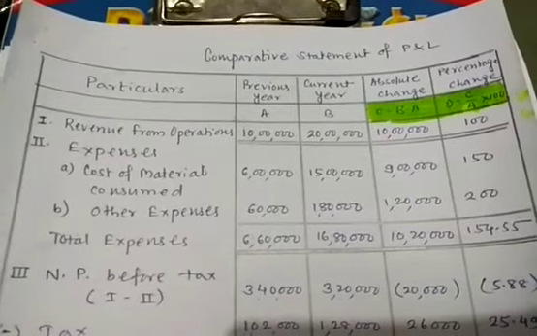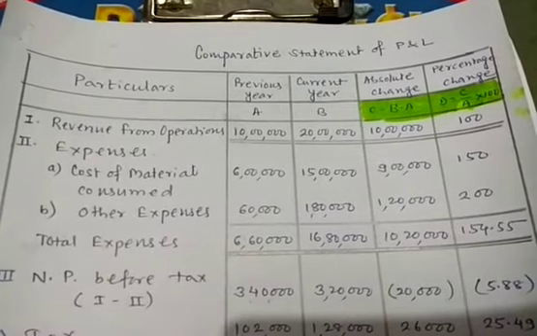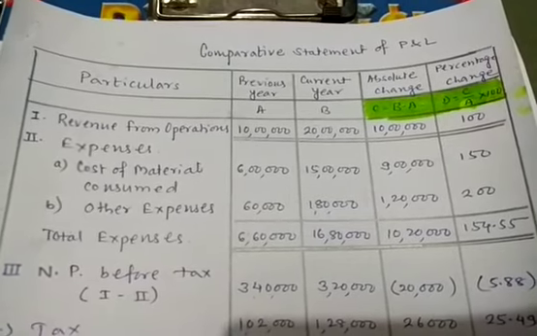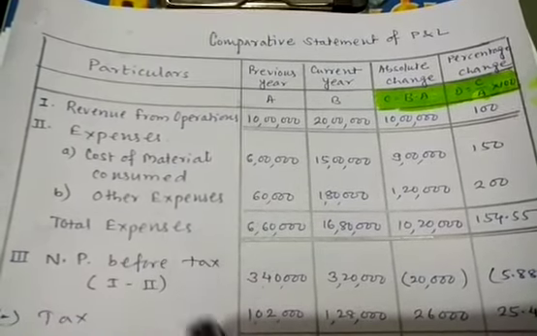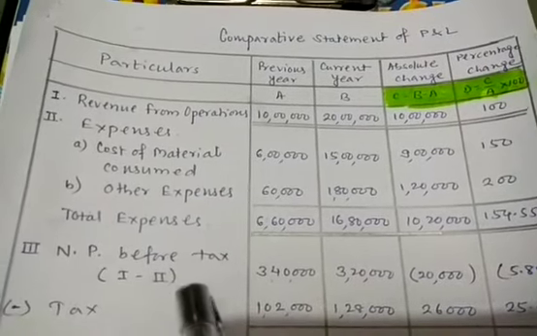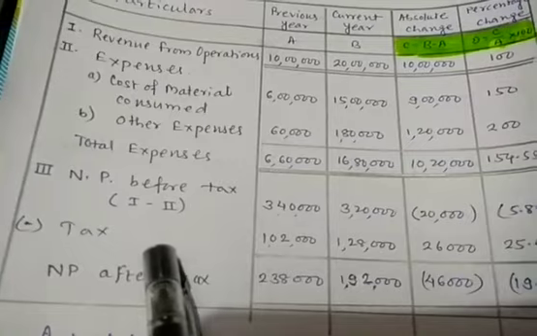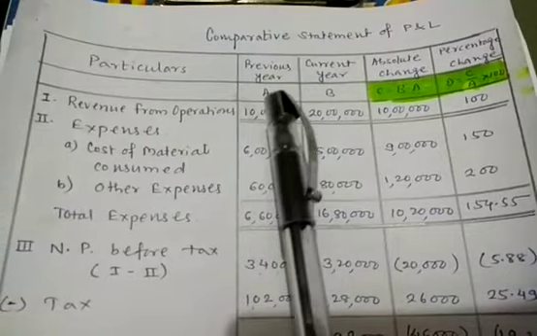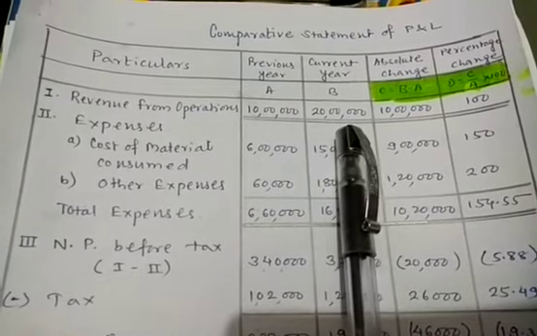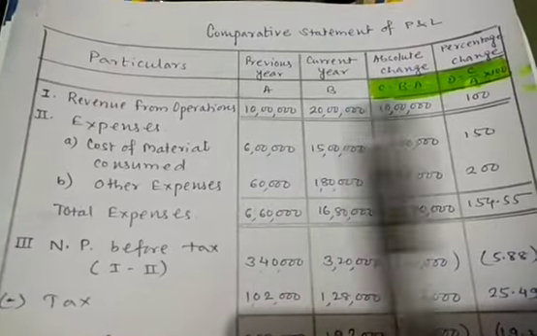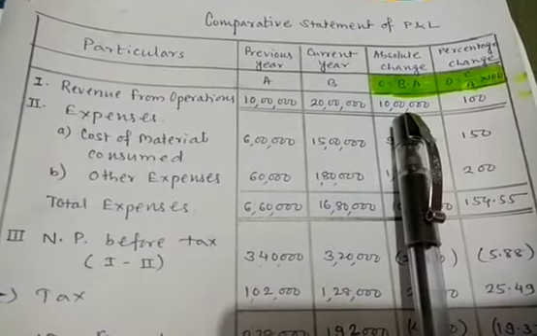For more clarity, let's go for some illustrations. I'm showing you how to do the calculation of a comparative statement with respect to the P&L account. You know the format of the P&L account, which includes revenue from operations, expenses, the difference is net profit, then tax is subtracted and the final figure is NP after tax. The first two columns, that is previous year and current year, will be available. We will do the subtraction B minus A to get C, that is absolute change.